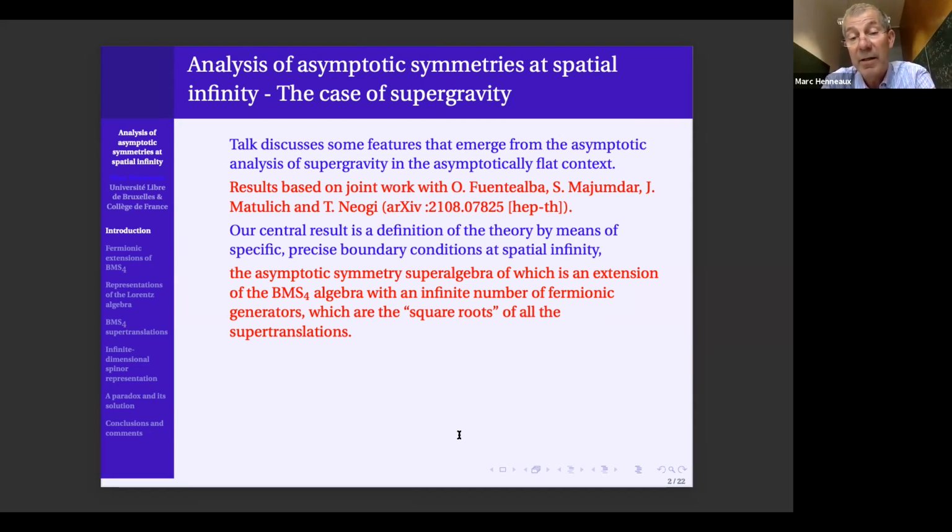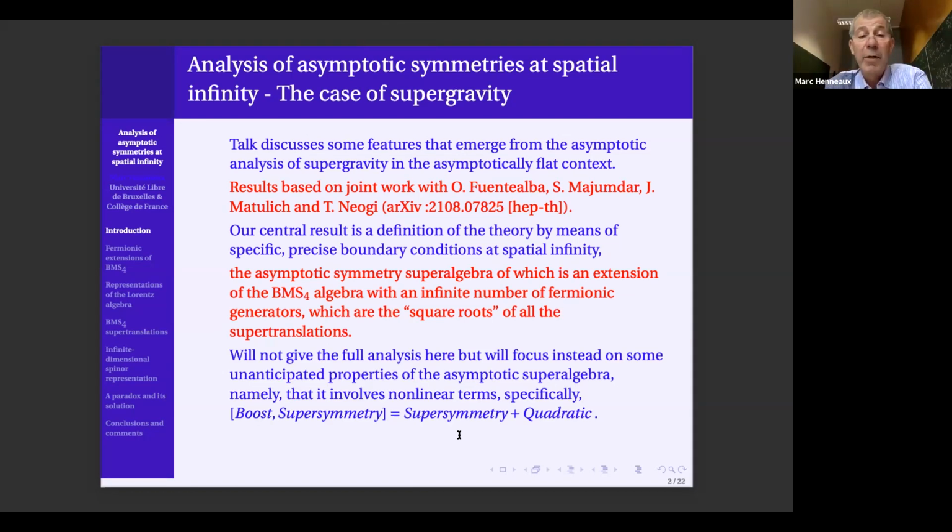So that generalizes the known fact of rigid supersymmetry that if you take the graded commutator, so the anti-commutator of two supercharges, you get translations. But here we get the same, but for the super translations.